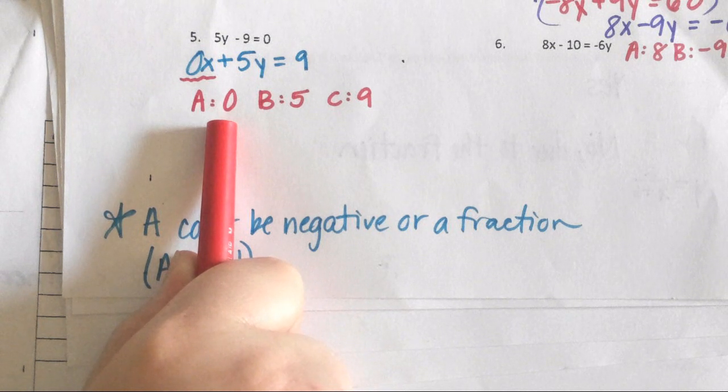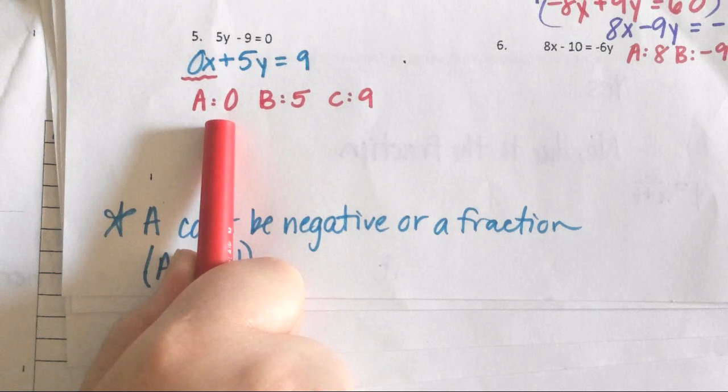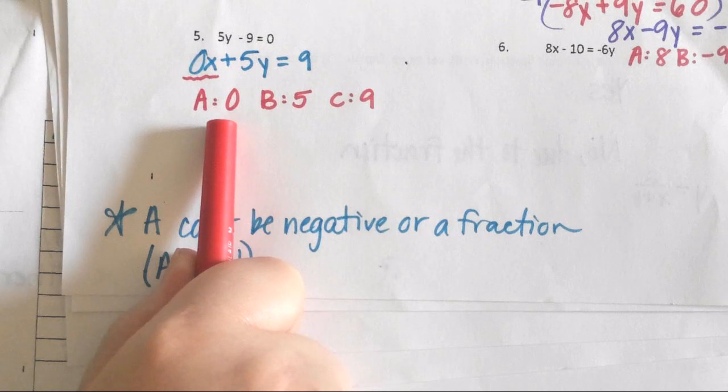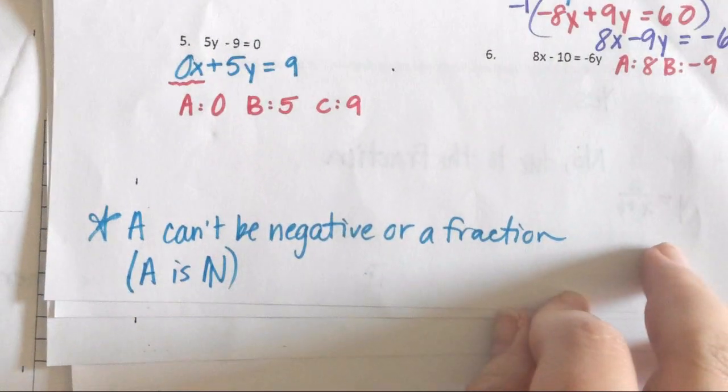Oh, what if you put 0? What? Say it again. A is x, and there were no x's, so A is 0. Okay. So if there are no y's, B would be 0. And if there were no c's, C would be 0. Okay. And then let's move on.